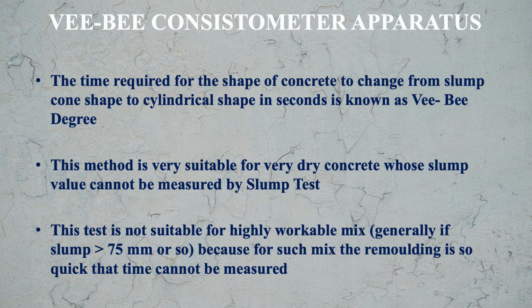This test is not suitable for highly workable mix or wet mix, generally if the slump is more than 75 mm or so, because for such a mix the remolding is so quick that time cannot be measured, because here we are measuring the time for which the shape is changing. There is a transformation of the shape, from conical shape to the cylindrical shape. This transformation is occurring, so we are measuring the time for such transformation.